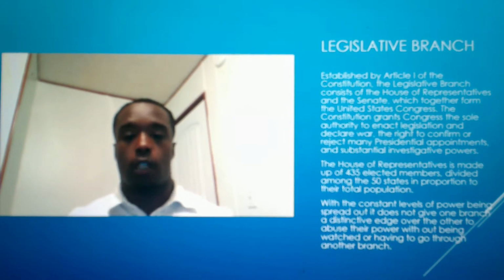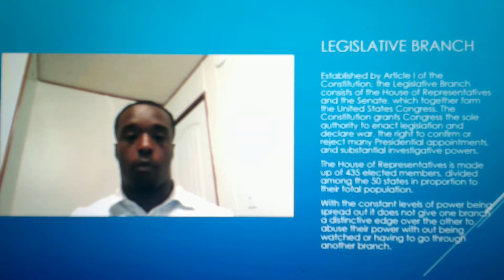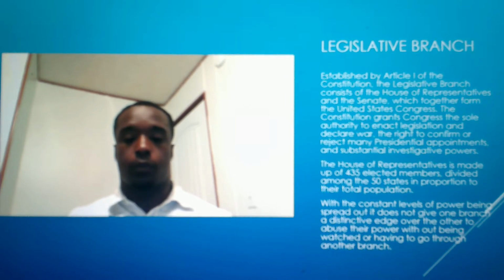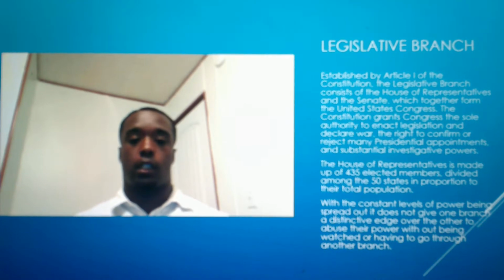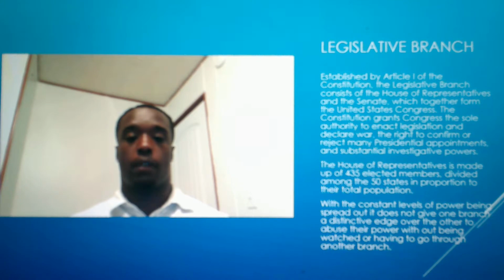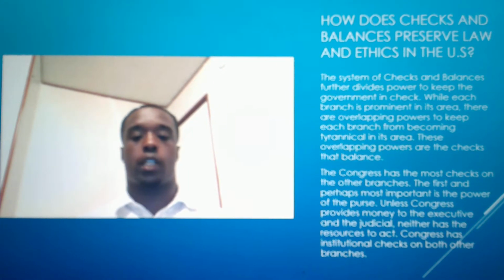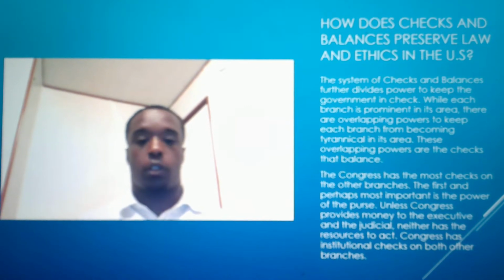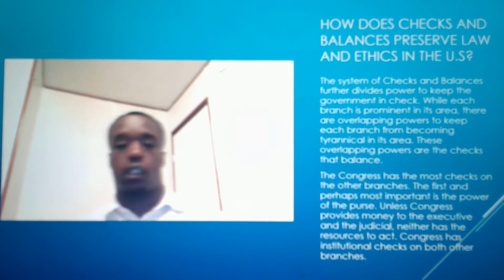Congress also has the ability, with a 2/3 majority vote, to reject presidential vetoes or laws that he wants to pass. With constant levels of power being offset and balanced, no one branch has enough power to overrule the other without self-regulation. So checks and balances preserve law and ethics within the U.S. Obviously, with the powers offset and balanced, self-regulation occurs, as I said before.